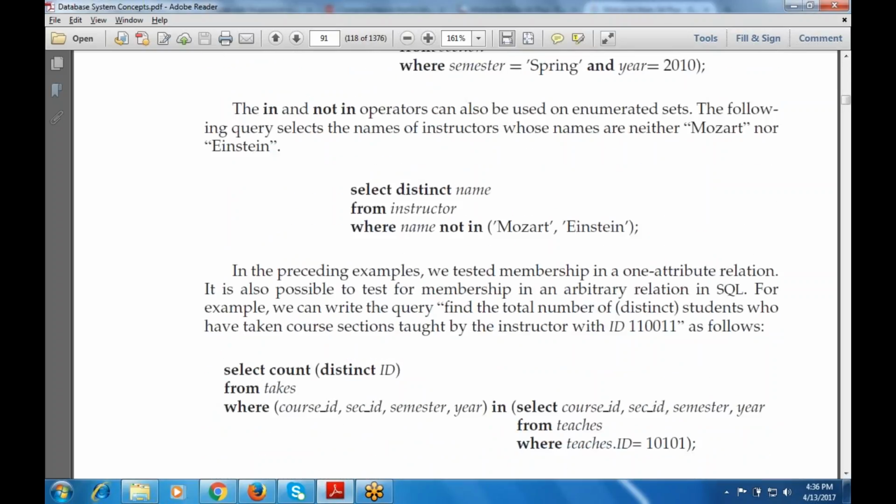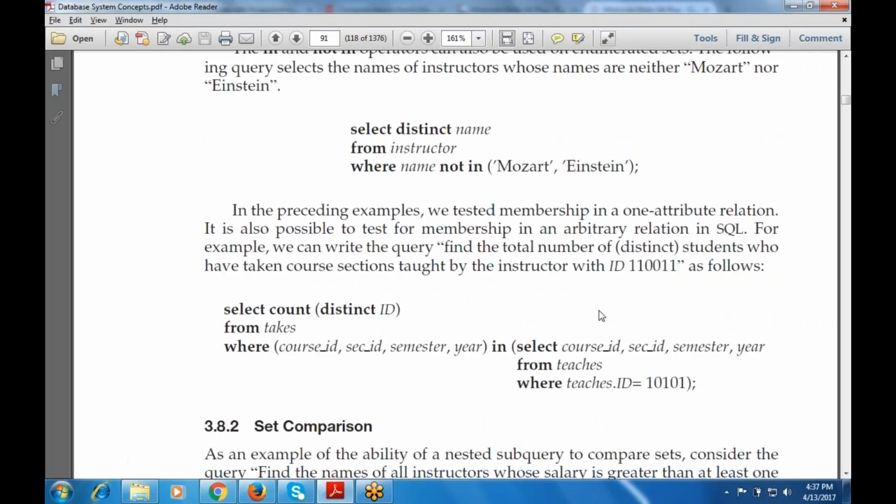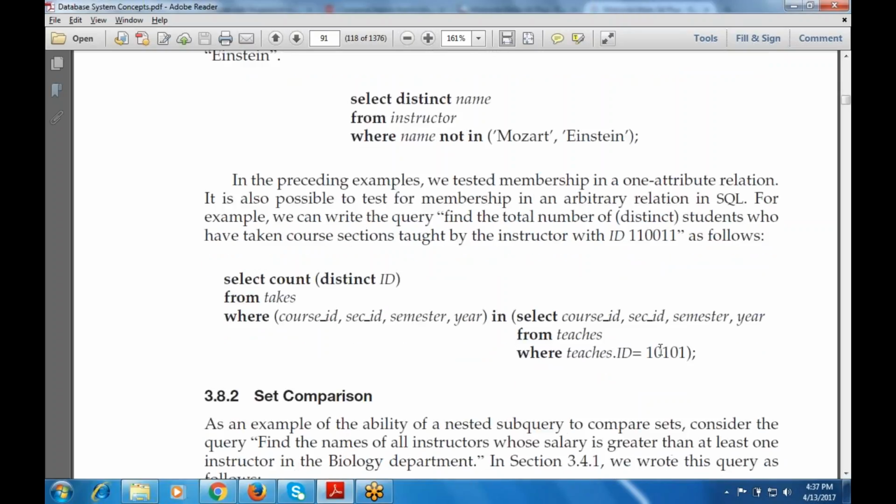In the preceding examples, we tested membership in a one-attribute relation. It is also possible to test for membership in an arbitrary relation in SQL. For example, we can write the query: find the number of distinct students who have taken the course sections taught by the instructor with the ID 110011. So we write select count distinct ID from takes where course ID, section ID, semester, year in select course ID, section ID, semester, year from teaches where teaches.ID equals 10101. This is not correct, this is 11001.